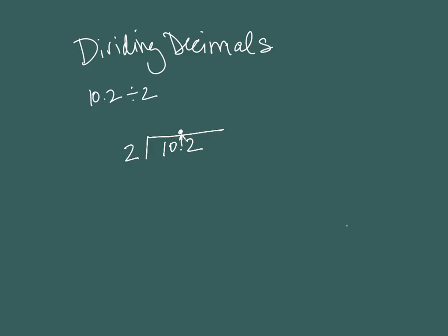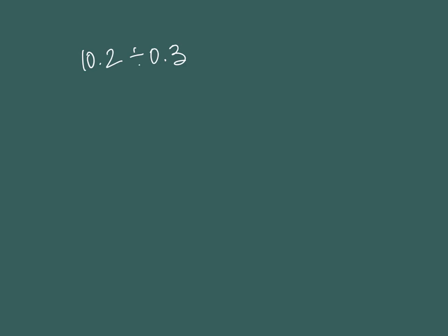So we maintain that place value. And so we figure out 2 goes into 10 5 times. We subtract. That is 0, and then bring down the 2. Right? 2 goes into 2 1 time, and we have no remainder. So that quotient is 5.1. So it works essentially the same as we did for whole numbers, except you just have to remember to move up that decimal point. So let's change it up a little bit and try a slightly different problem.